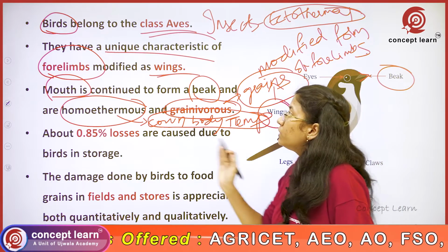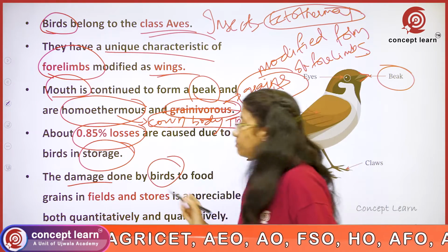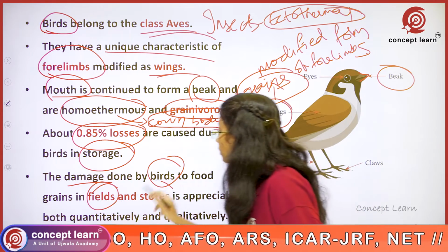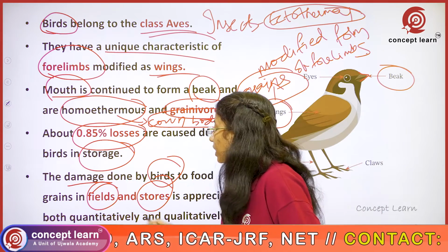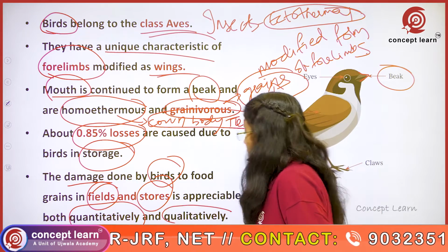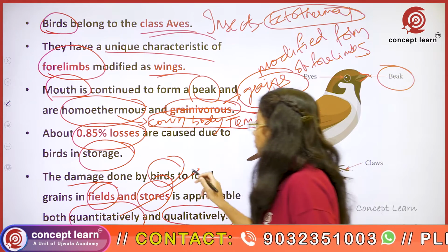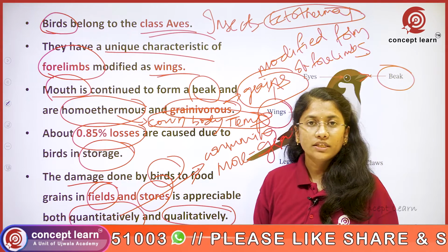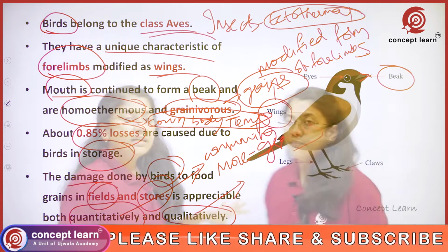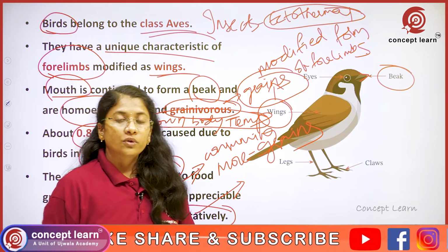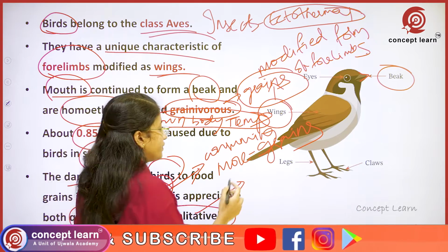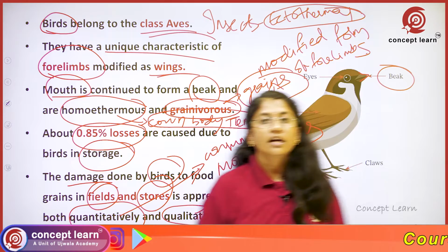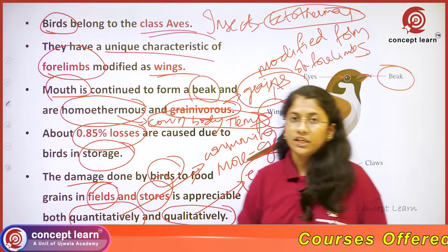The damage by these birds is done to food grains even in the fields and also in the stores, which affects both quantity and quality. In terms of quantity, they consume more grains, resulting in quantitative losses. And qualitatively, they also spoil the storage places or even the feed by means of their excreta and feathers. It is causing both qualitative and quantitative losses here.